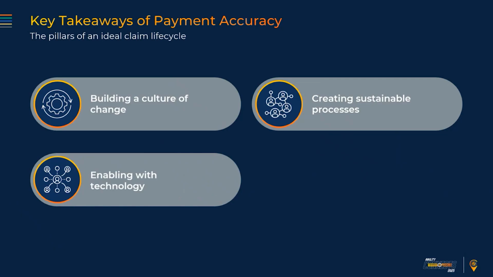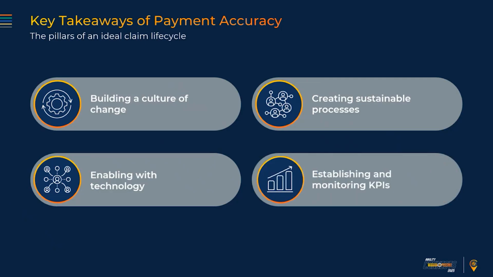So as Christina so nicely put, enabling with technology and the benefits that are there, we want to ensure that you take that away as well. The technology is going to help make it happen. And then, of course, establishing and monitoring those key performance indicators. This is how you measure: is what we're doing working? Are there other areas we need to address? Where are our biggest pain points? And as I mentioned, it's an iterative process, a kind of rinse and repeat approach.